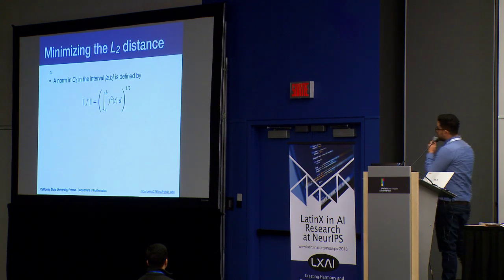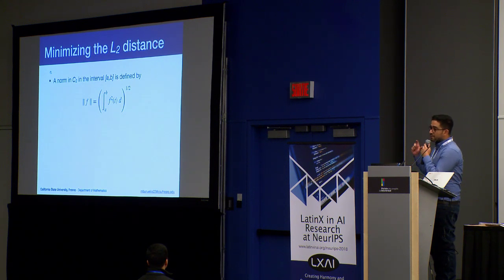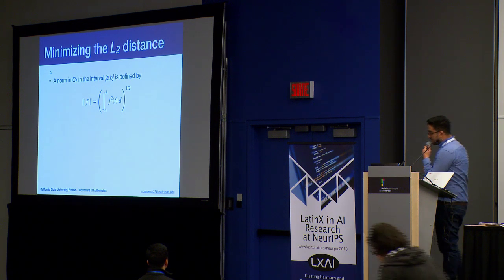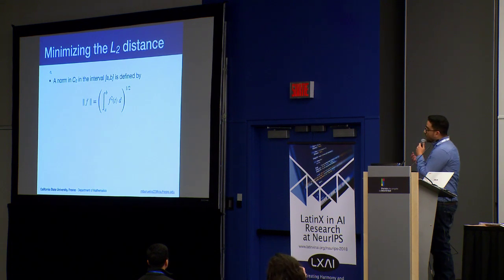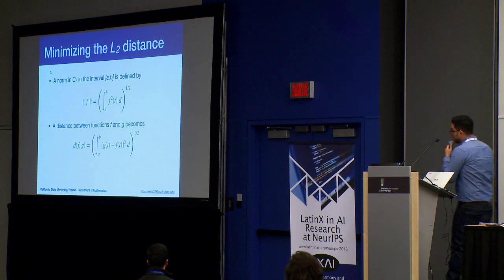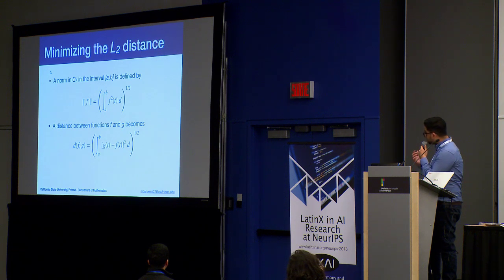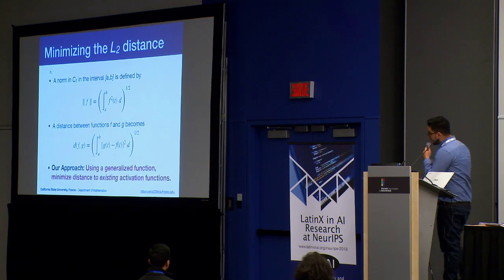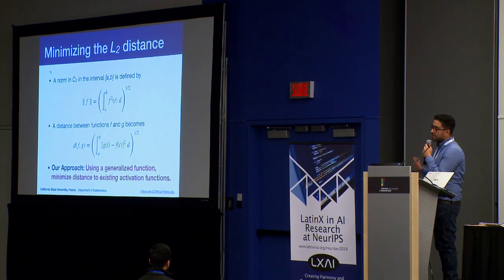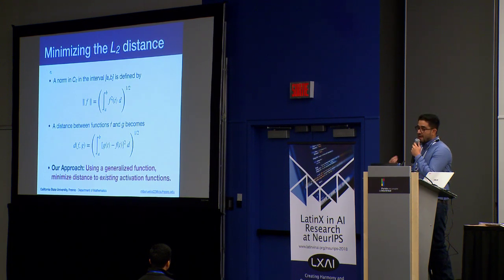We're not proposing a new one. We're going to minimize this L2 distance. You can think of a norm for continuous functions on an interval [a, b] as the following expression. When you think about the distance between two functions f and g, that distance becomes the difference in this norm. Our approach is to use a generalized function, particularly Tanh, to minimize this distance between existing activation functions, letting you explore that space.